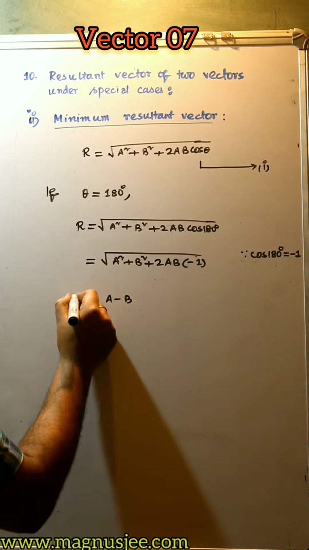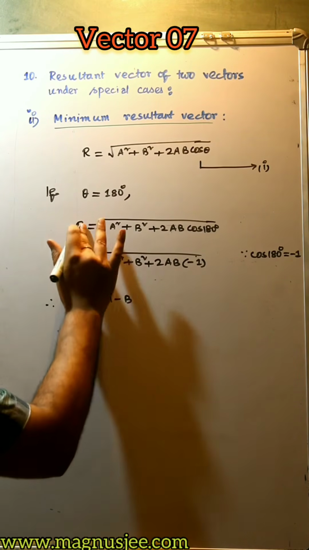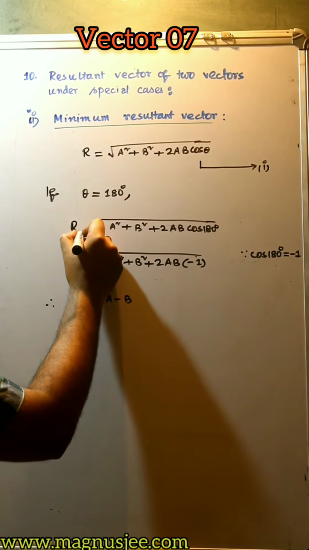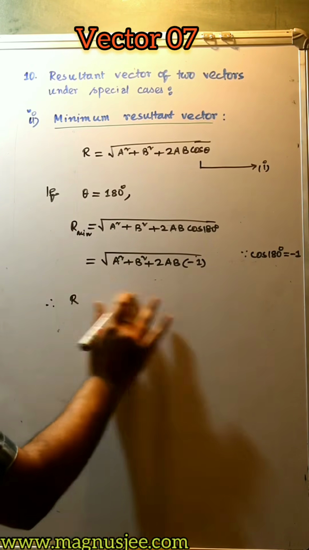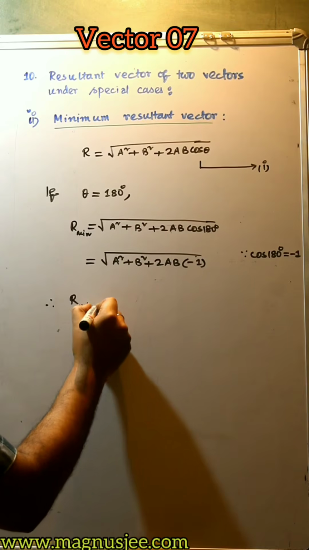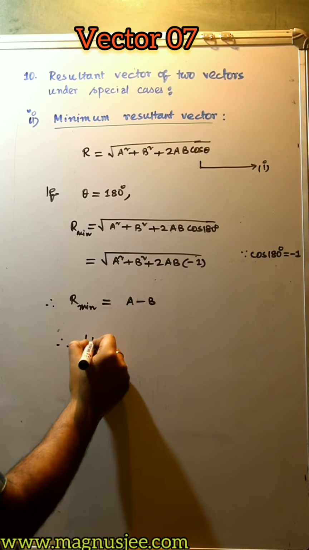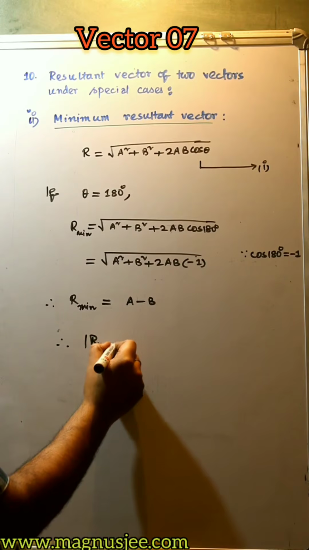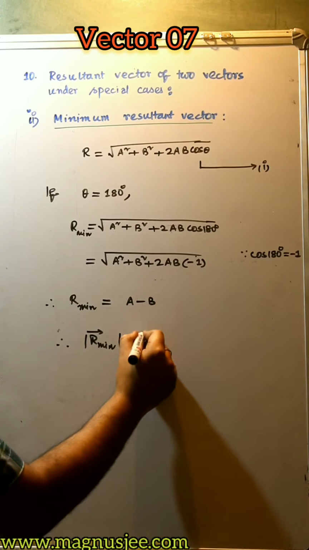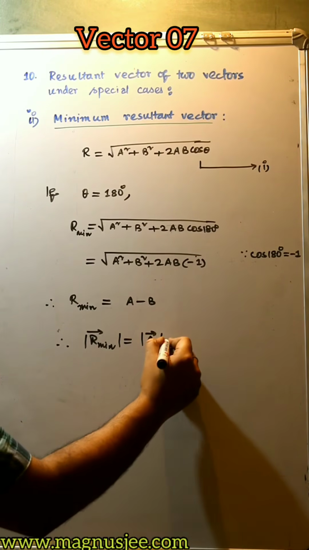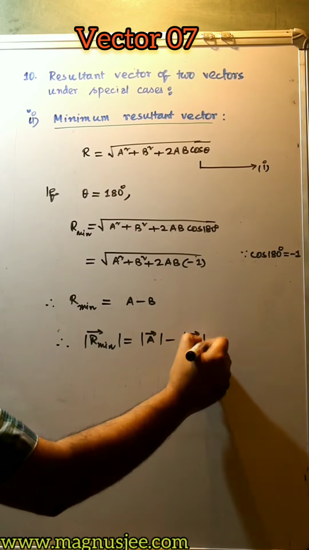Finally, we get R min. This resultant vector will be the minimum resultant vector R min. So we get R min equals A minus B. This is the formula of minimum resultant vector. Therefore, magnitude of vector R min equals mod vector A minus mod vector B.